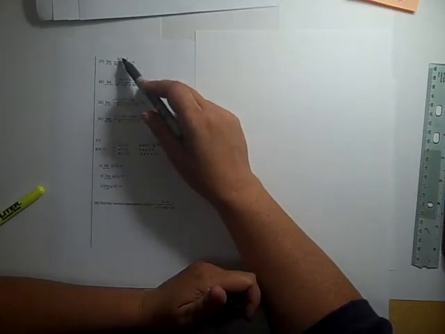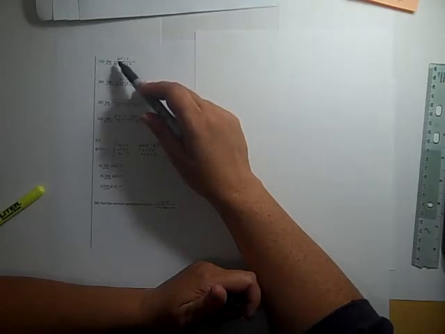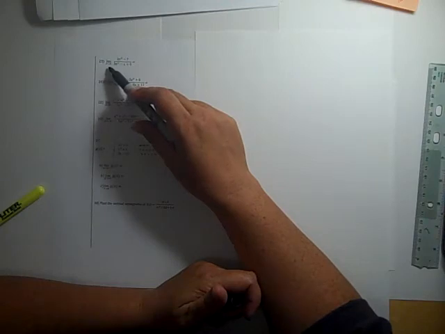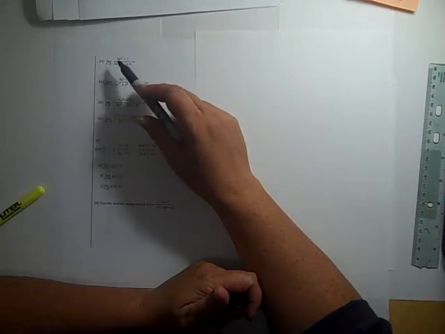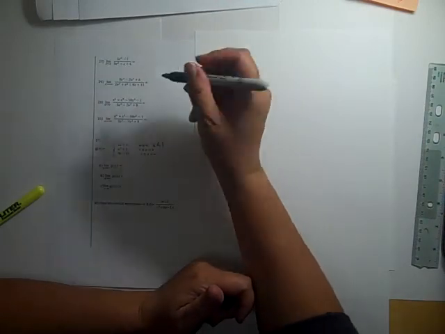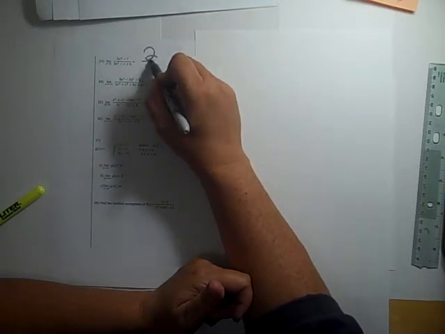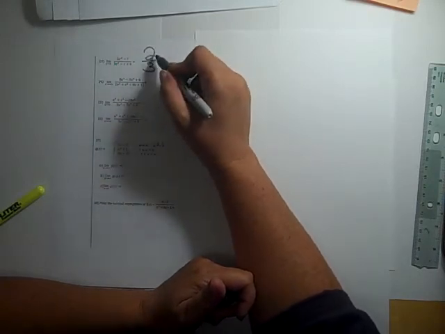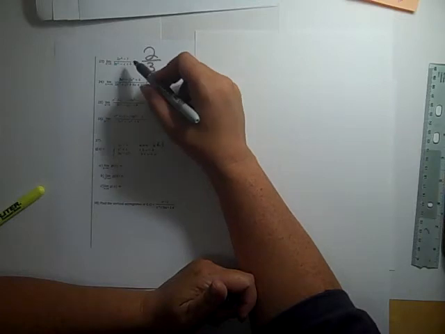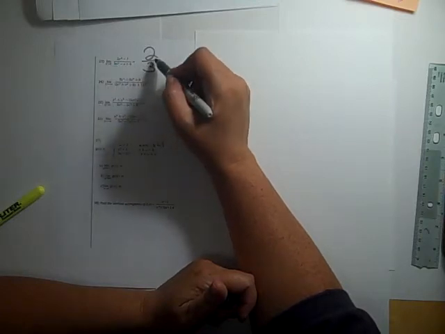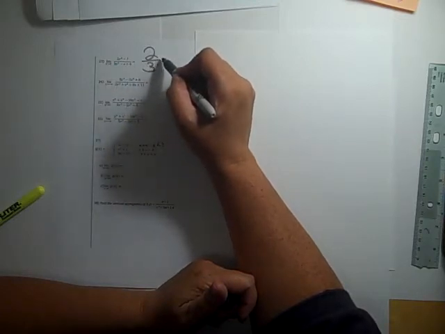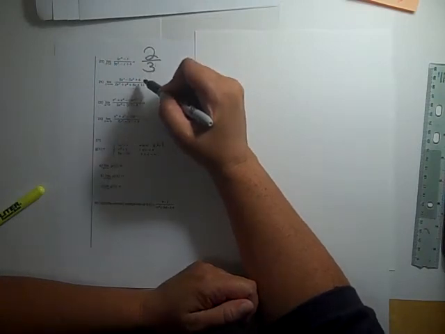If the highest exponents are equal in the numerator and the denominator, then the limit as x approaches infinity is the ratio of the coefficients. In this case, that's 2/3. And that also means that this would be a horizontal asymptote, because as x goes to infinity, the function gets closer and closer to 2/3. Okay, so let's look at number 24.